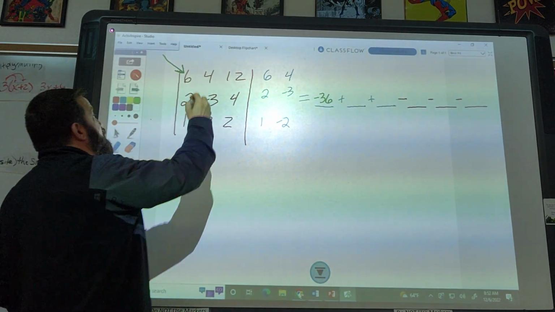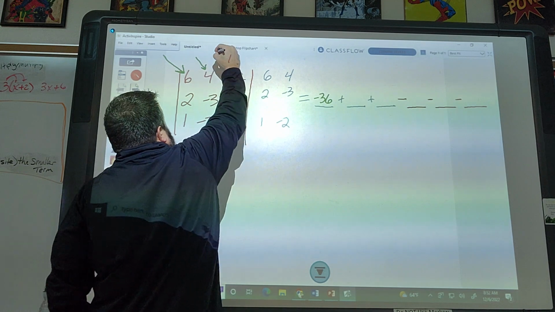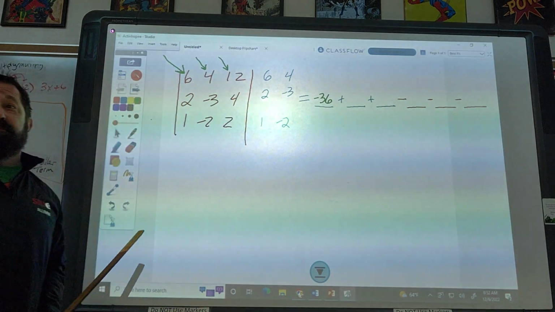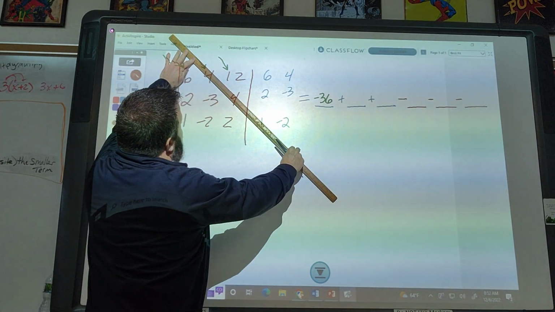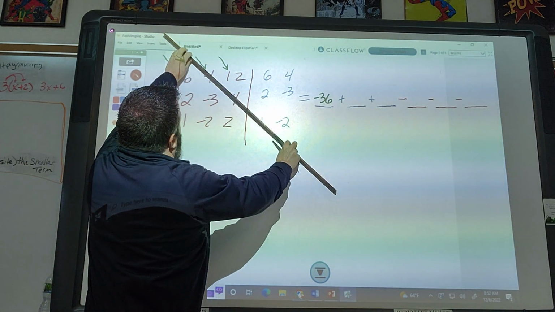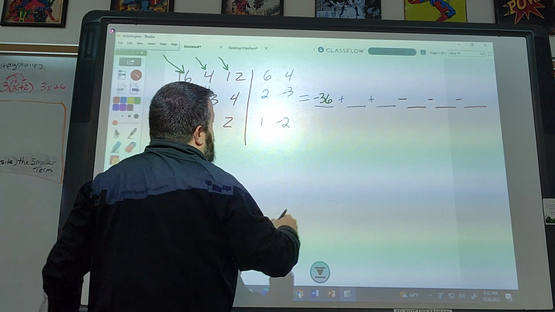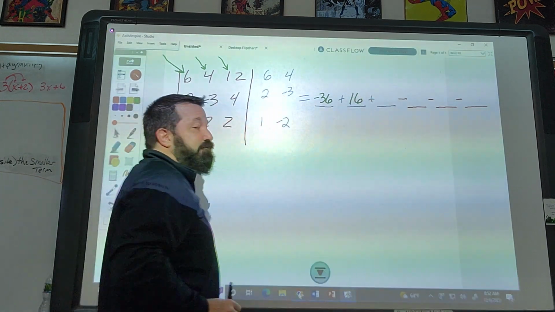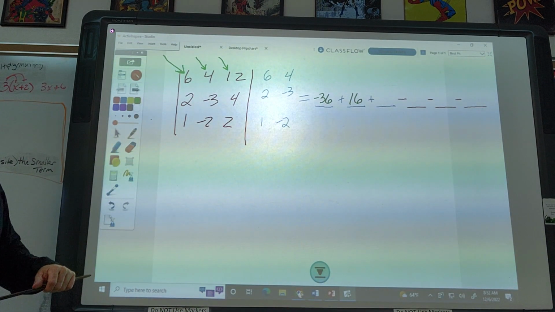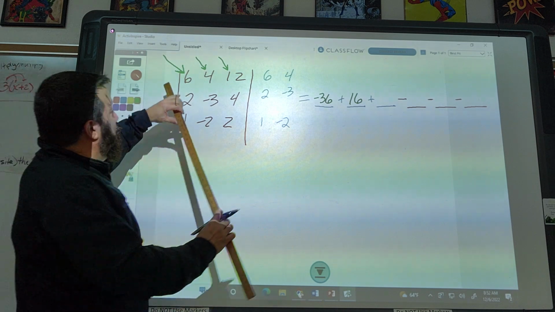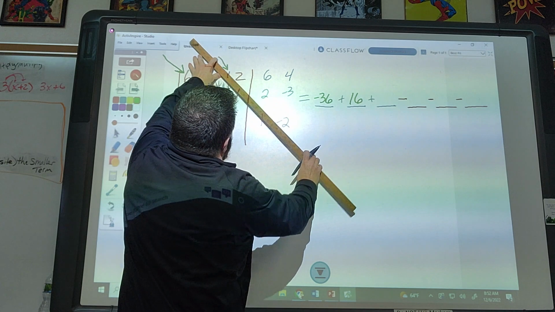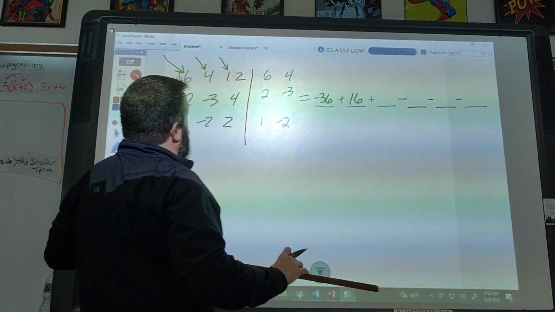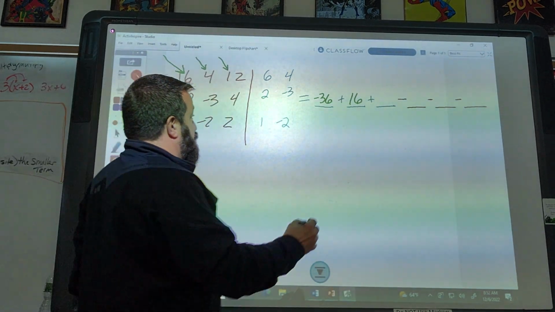I'm going to do the same thing with the 4 and with the 12. That's where my first 3 products are going to come from. So I'm going to do a diagonal going through the 4. That's why I needed these numbers on the outside. I've got 4 times 4 times 1 is 16. Then I go through, and if I line these up better, it would look better, but the 12 times 2 times -2, so that's -48.